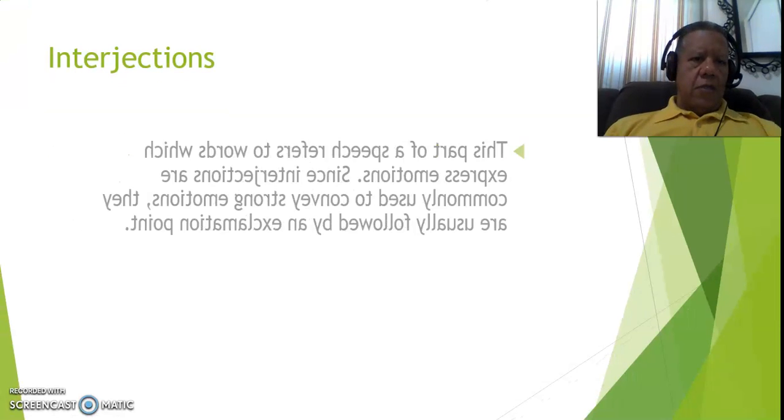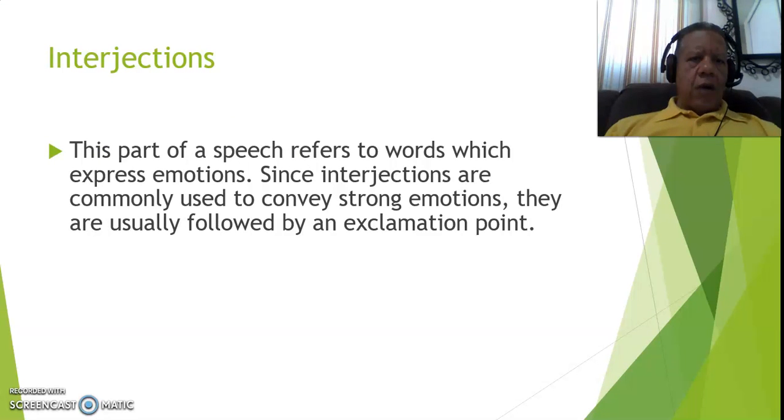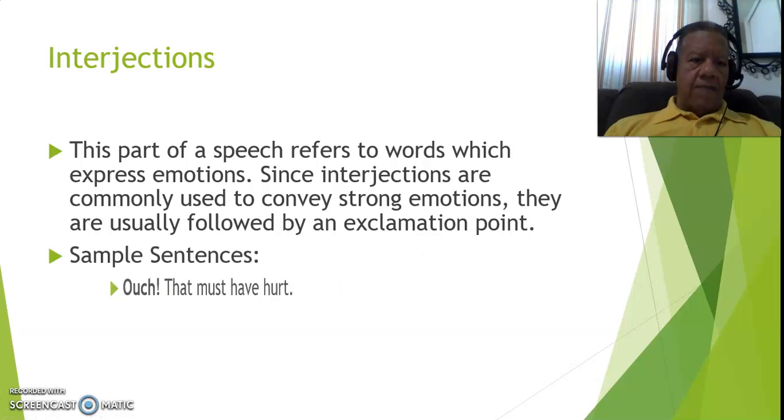Interjections. This part of speech refers to words which express emotions. Since interjections are commonly used to convey strong emotions, they are usually followed by an exclamation point. Las interjecciones son palabras que sirven para expresar emociones. Siempre son seguidas por un signo de admiración. We got here some examples of this.